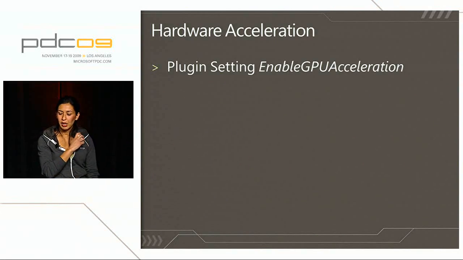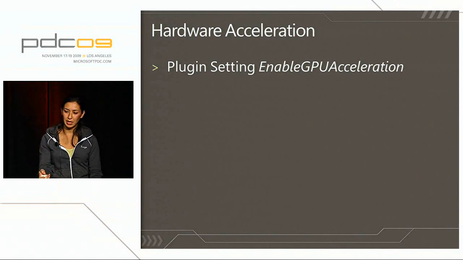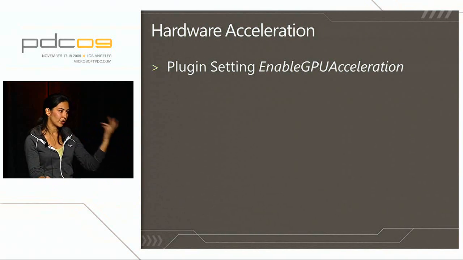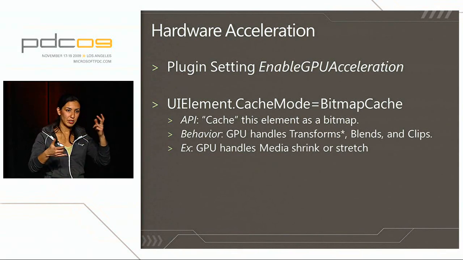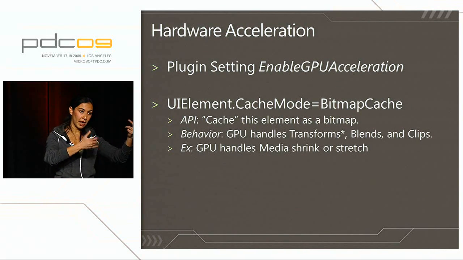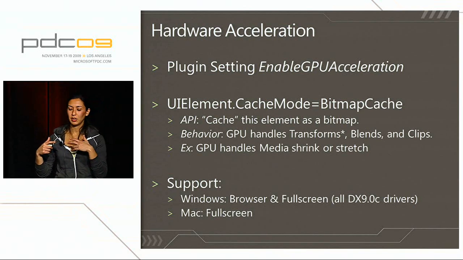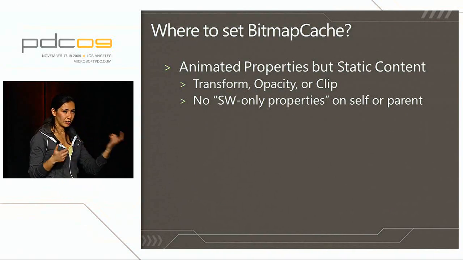So to turn on hardware acceleration, 3 different tasks. The first one is to turn on enable GPU acceleration. We simply do this for stability. You have to turn it on explicitly. You need to set bitmap cache. You need to tell us which elements to render as an image. And then, of course, note that this hardware pipeline is only available on Windows in the browser in full screen, but it's also available only on the Mac in full screen. And that was largely due to rendering issues.